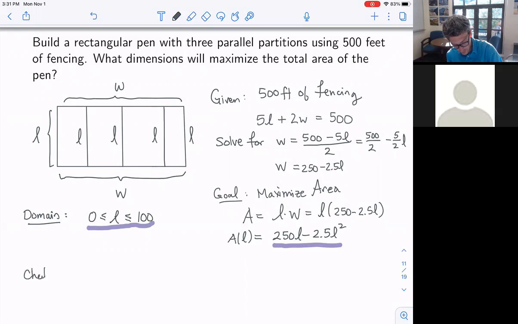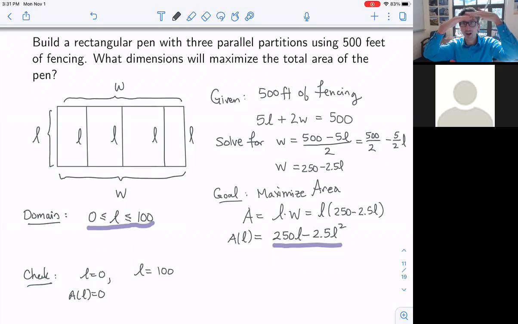So we're going to check L equals 0 and L equals 100, just to make sure the maximum doesn't happen at one of those. If L were 0, then our area would be 0. If our pen had length 0, that would not really do anything for us. And similarly, if L were 100, we would also get a value of 0.